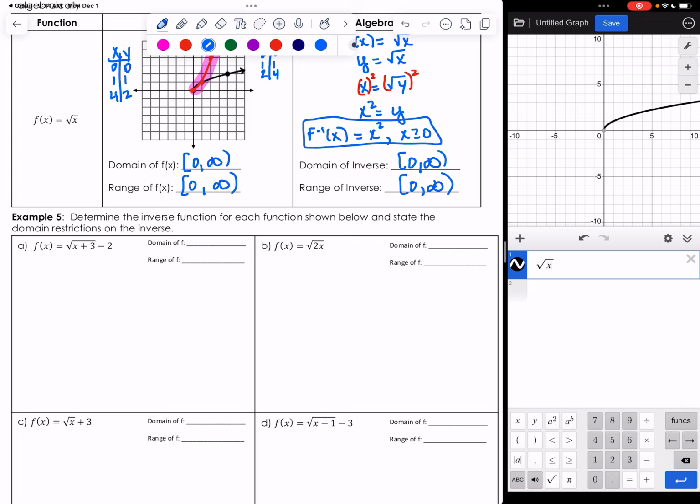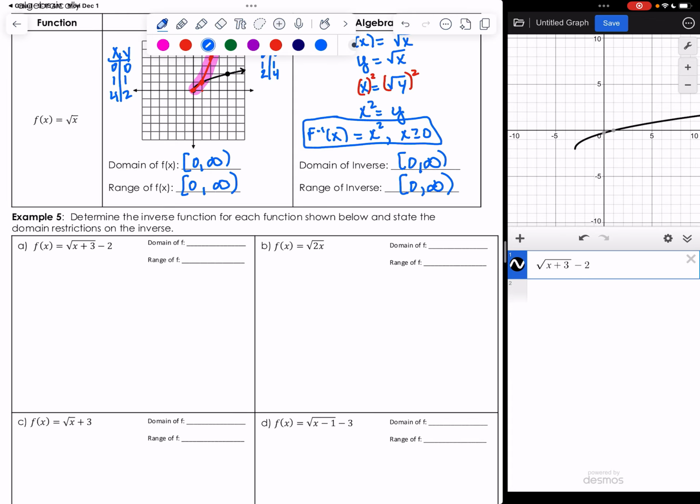We have the square root of x plus 3, minus 2. All right. So can I tap on that starting point? Okay, so you can see the starting point is (-3, -2). So my domain starts at -3, and it goes to the right forever. And my range starts at -2, and it goes up forever. So -2 to infinity. And I'm going to highlight the range.